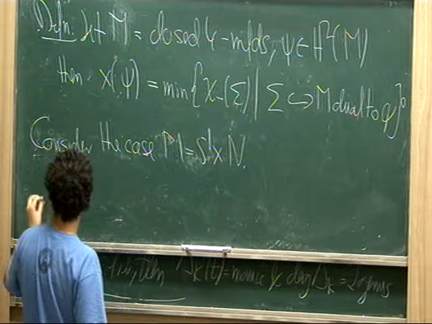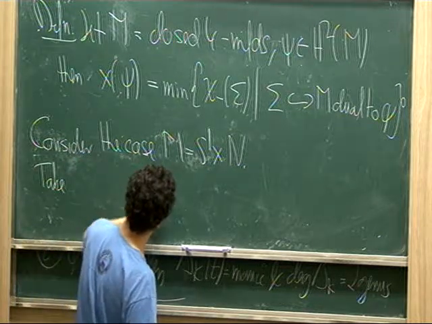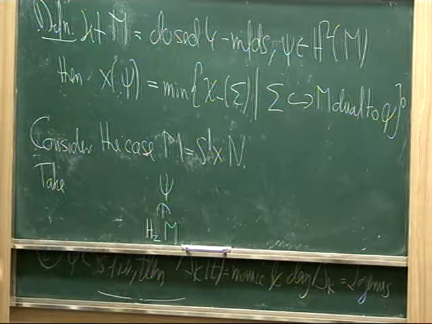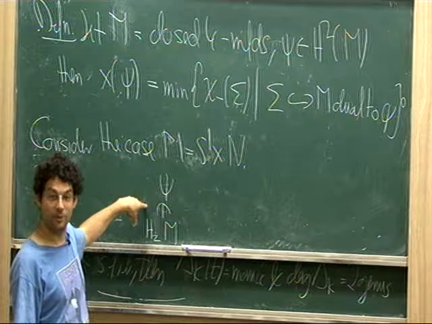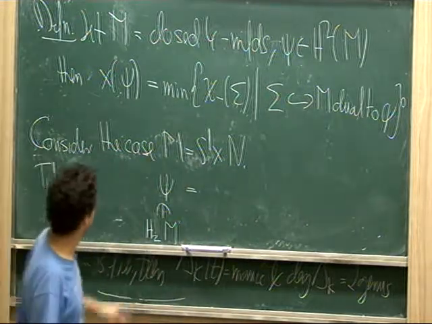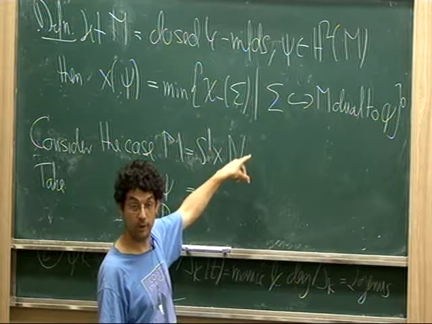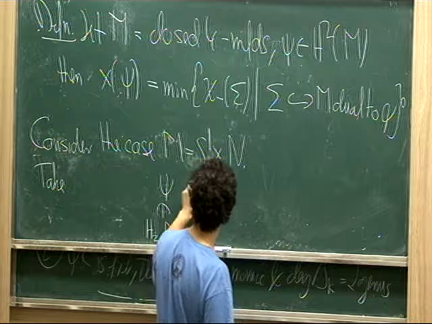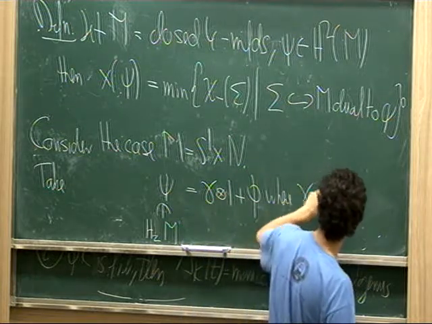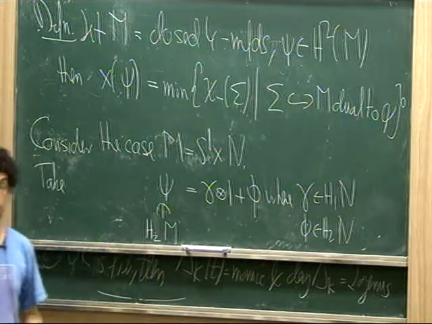So let's pick a class C. Take C in H_2 of M. By Künneth, you can just write that H_2 of M is basically H_1 of N tensor H_1 of S^1, that is H_1 of N, plus H_2 of N. So I can write C as gamma times [S^1] plus phi, where gamma is in H_1 of N and phi is in H_2 of N. That's just a Künneth decomposition.